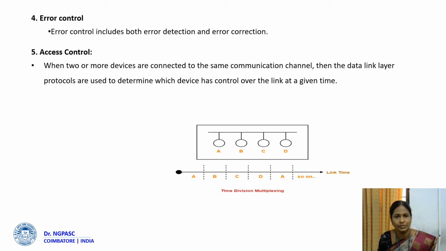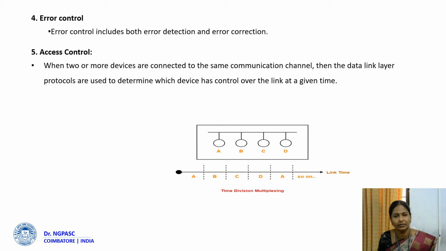Next is error control. Error control includes two techniques, called error detection and error correction. Error detection is used to detect and find out the errors, and if it finds some error, it asks the sender to retransmit the data again. Error correction is nothing but finding the error and correcting it automatically, and it does not ask the sender to retransmit the data again.